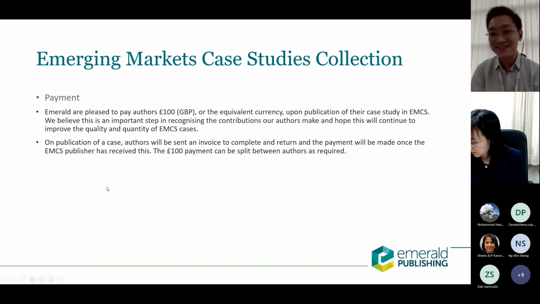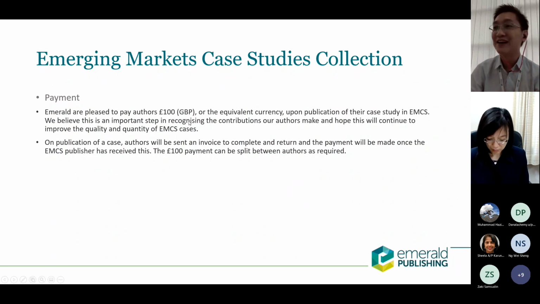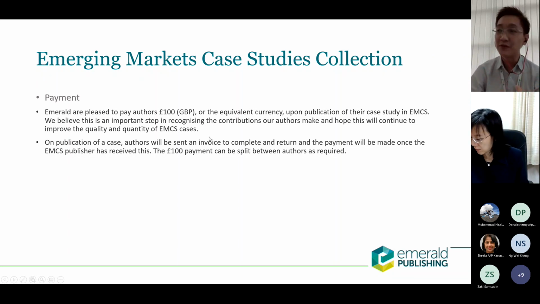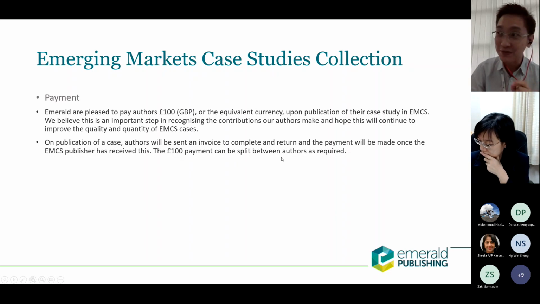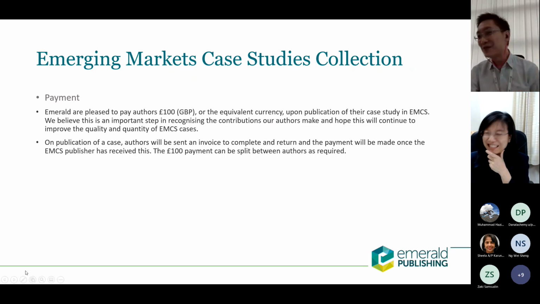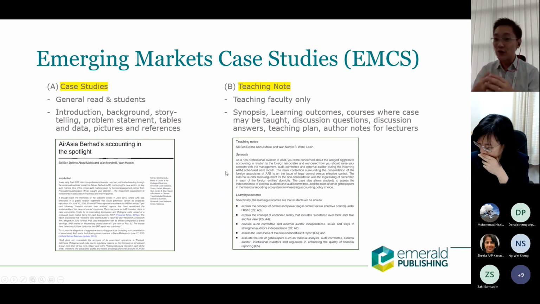As I said, just a token of incentive. Emerald is pleased to pay authors £100 GBP or equivalent currency upon publication of their case in EMCS, because we recognize it's an important step for our authors to contribute and to continue improving both the quality and the quantity of EMCS cases. Unfortunately, the £100 needs to be split between authors. It's not £100 per author, it's £100 per case. Right? So without further ado, I'll just go into my more engaging sections here.